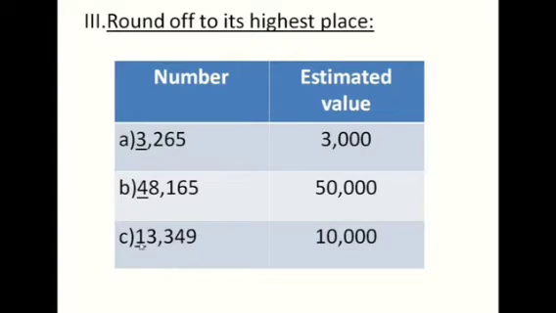Next, question number C, 13,349. Here also the highest place is 10,000. So 1 is sitting in the 10,000 place. Now 3 is sitting in the 1000 place. So 3 is less than 5. So there will be no change. 3, 3, 4, 9. All these 4 places will be filled with 0. 1 will be as it is. So the estimated value is 10,000.